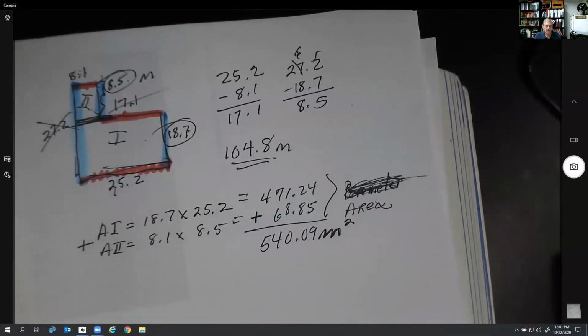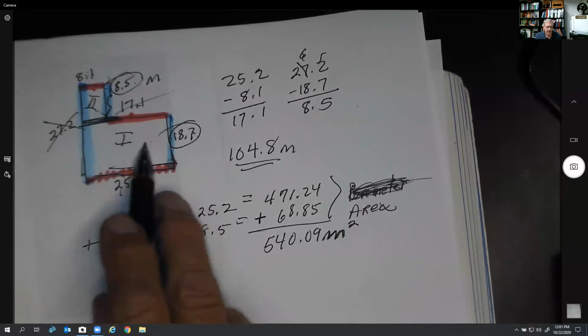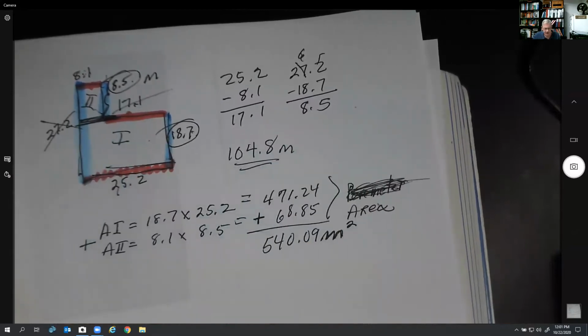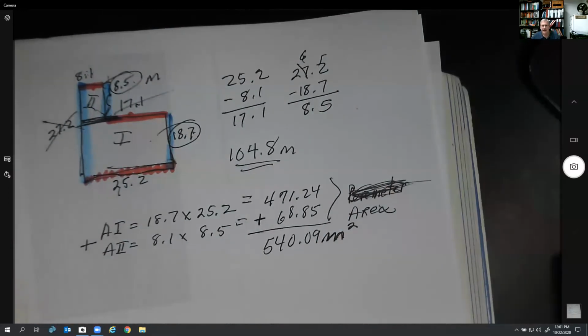You see? So you're going to find area 1, area 2. And you have to use a little mathematics here to figure out the missing sides, just little basic ideas. All right, hope this helps. And then we're going to discuss 8.3.